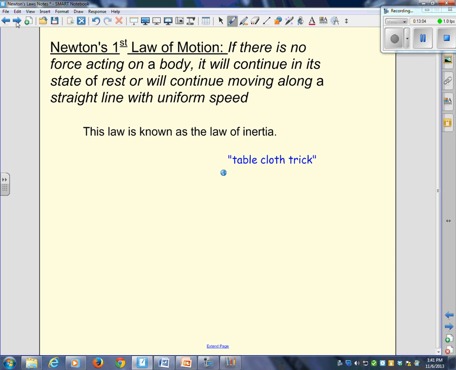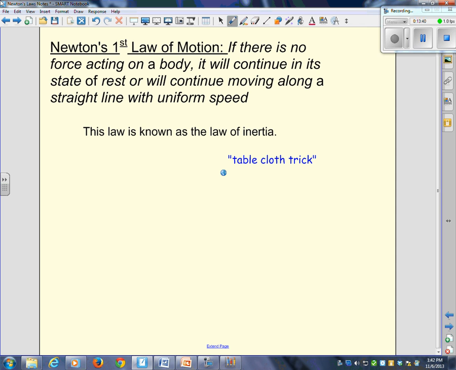Okay. Newton's first law of motion. You will likely have an idea of what this means already. I'm going to hopefully add on to that. There are many ways to say it. If there's no force acting on a body, it will continue in its state of rest, or will continue moving along a straight line with uniform speed. If you want to write that down, that's fine. I'm going to talk about this slide for a little bit. You probably know Newton's law of motion as an object in motion stays in motion, an object at rest stays at rest. This is also known as the law of inertia.